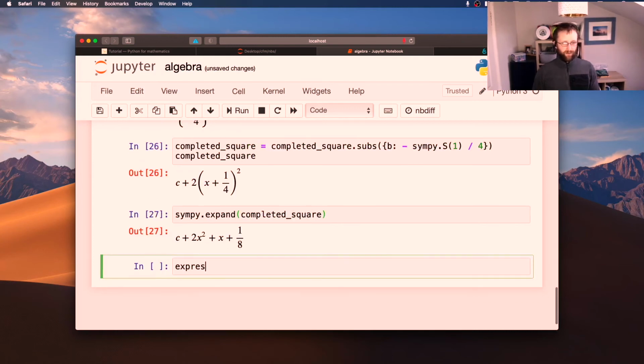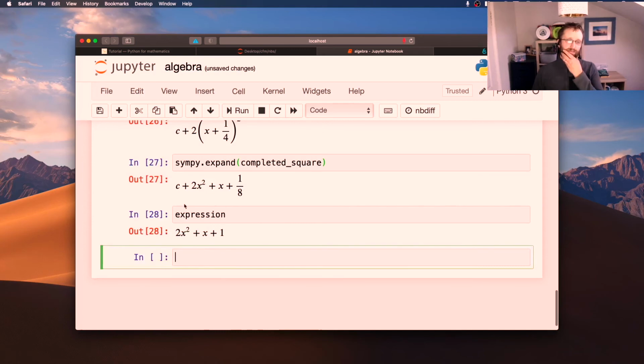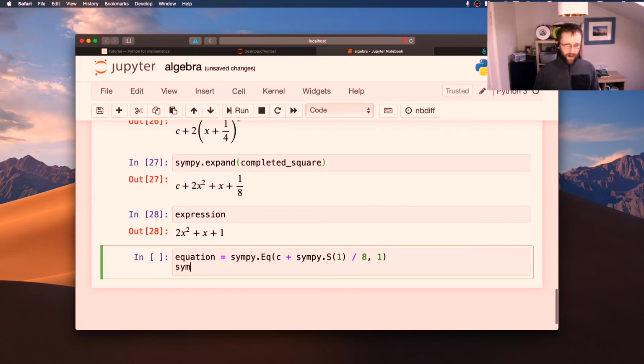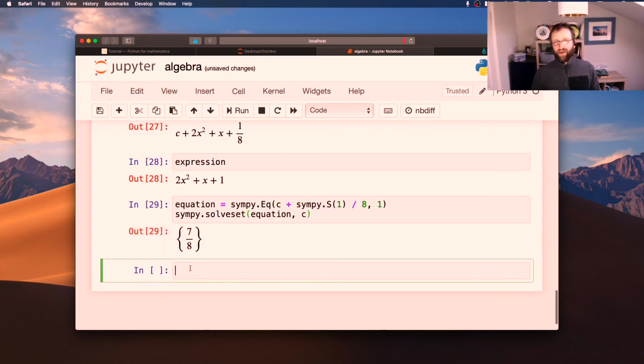And let's just write down our expression again. And if we remember that, we see that we've only got one thing left, which is to get this 1, which is c plus 1/8. So I'm going to create a new equation. And the left-hand side is going to be the symbol c plus, here I have to do the same thing with sympy.S(1) divided by 8. And the right-hand side is just 1. And if I solve that equation for c, I get that c is 7/8.